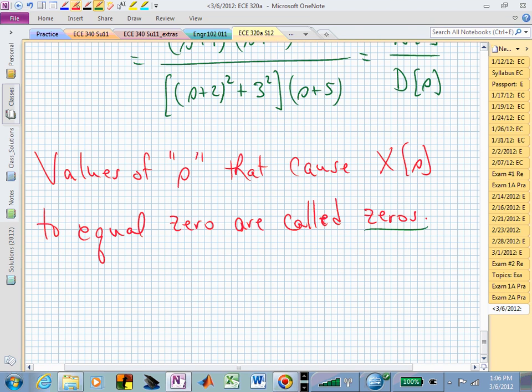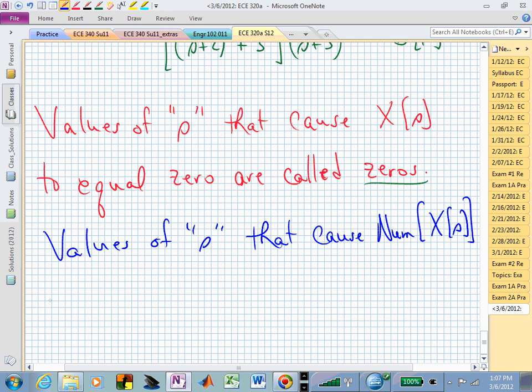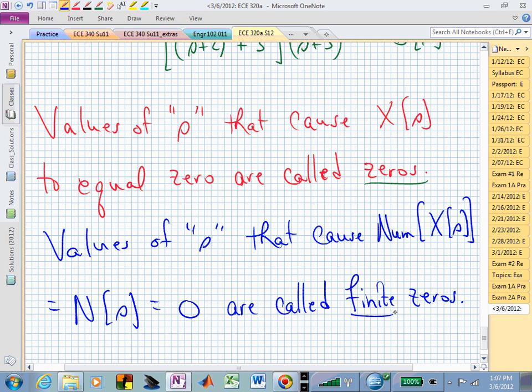Or you could say, well, instead of causing the whole transform to go to 0, we can talk about values of S that cause the numerator of X of S, which we actually called capital N of S, to equal 0, are called finite zeros. We're looking for finite values of S, bounded values of S, that make capital N of S equal 0. And those are our zeros, or finite zeros. That's how they're defined.